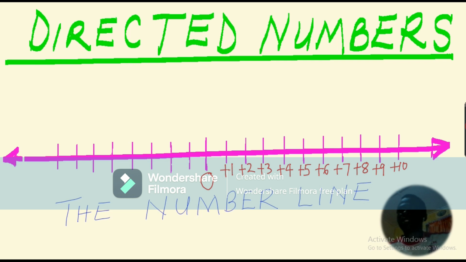You can continue, positive 11, positive 12. In fact, it has no end. The number line has no end. You just stop wherever you feel is necessary for what you are doing at that time. On the left side of the 0, you have negative numbers starting from negative 1, negative 2, negative 3, negative 4, negative 5, negative 6, negative 7, negative 8, and that is not the end.